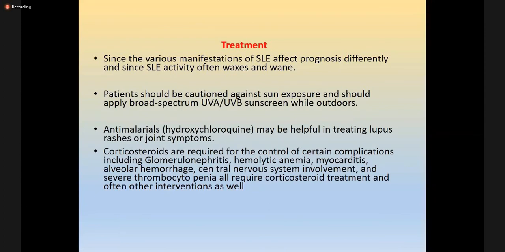Since the various manifestations of SLE affect the prognosis differently, as I mentioned, if the SLE is affecting the kidneys or CNS or the heart, the disease prognosis would be poor. If the disease is restricted to the skin or the joints, the prognosis is good. And SLE activity always waxes and wanes. It comes and goes. It may have active relapse for months, and then it may undergo remission for many months.